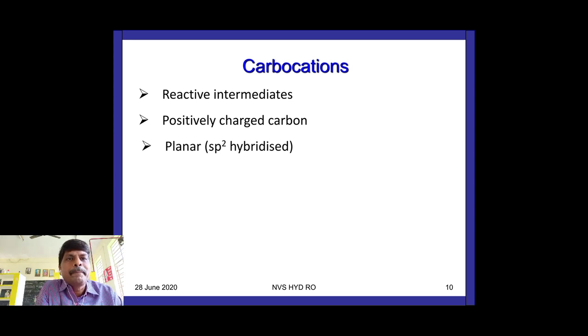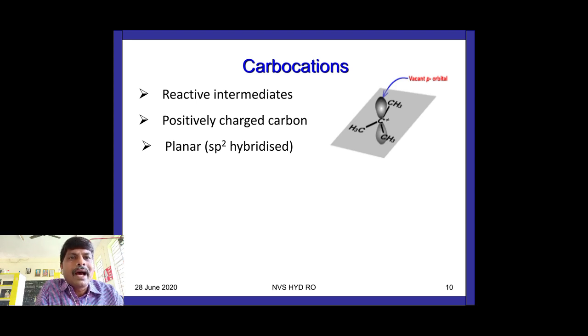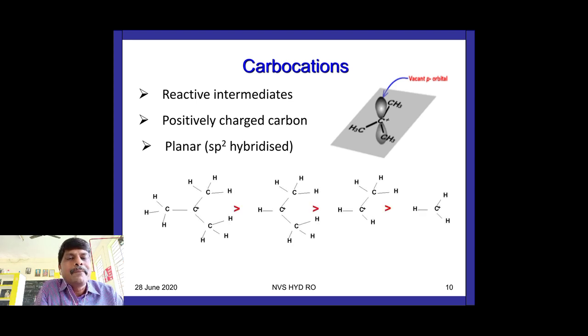What is a carbocation? A carbocation is an intermediate which has a positive charge. The carbon with a positive charge is called a carbocation. It is planar. In a carbocation, what is the hybridization? sp2. It is an intermediate. You know the stability order of carbocations. Tertiary carbocations are more stable than secondary carbocations, which are more stable than primary carbocations, which are more stable than methyl carbocation. Among all the carbocations, which is more stable? Yes, tertiary carbocation is more stable.